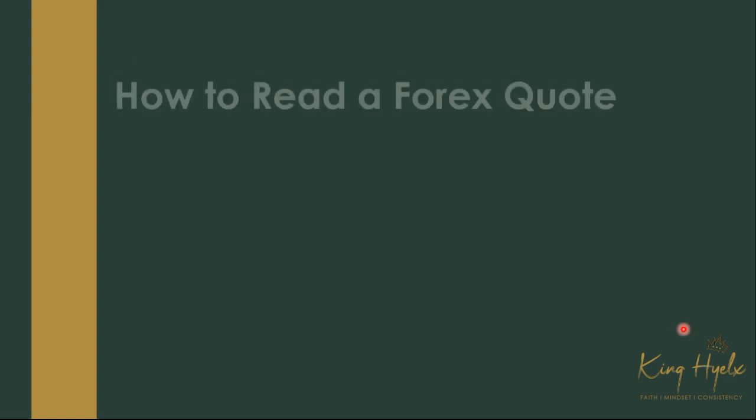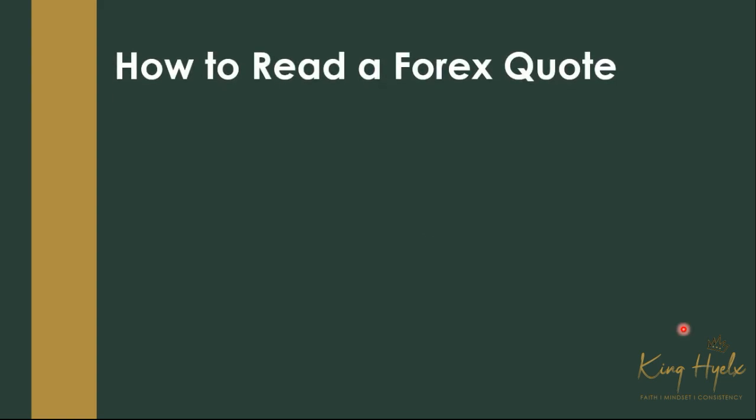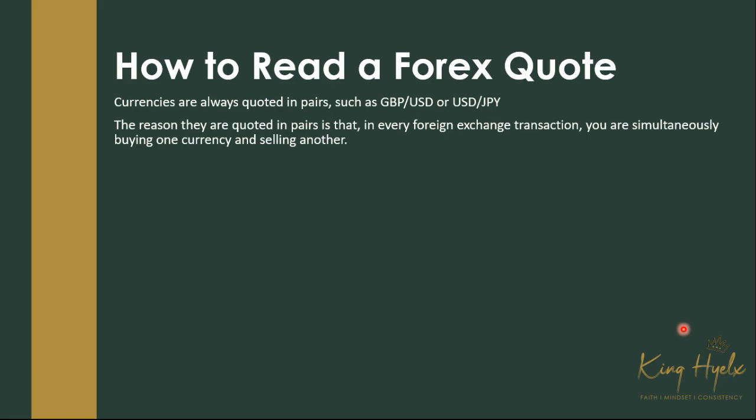We're going to go into how to read the forex codes. So we've already established what currency pairs are, and we say they are quoted against each other, right? So how do you read that? How does that make sense in a practical situation? Currencies are always quoted in pairs, such as GBP USD or USD JPY. The reason they are quoted in pairs is that in every foreign exchange transaction, like we established earlier, you are simultaneously buying one currency and selling another.